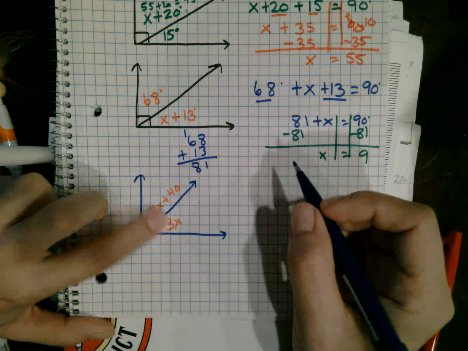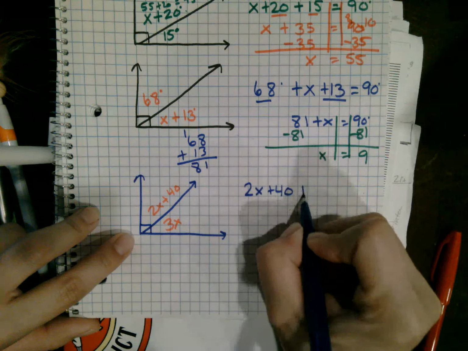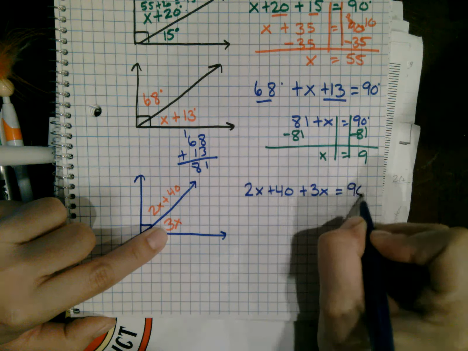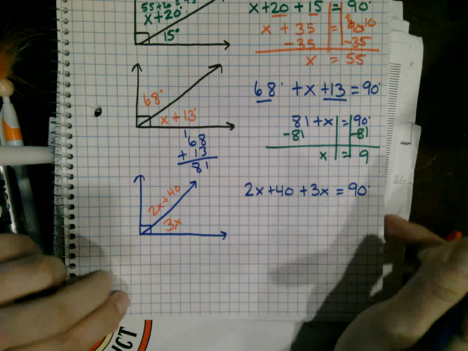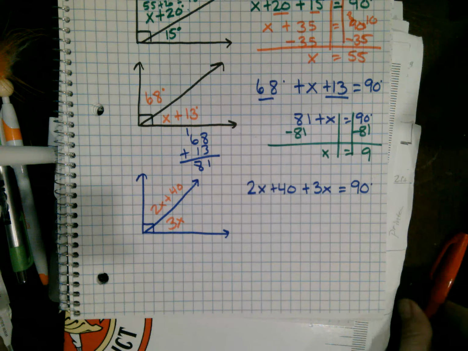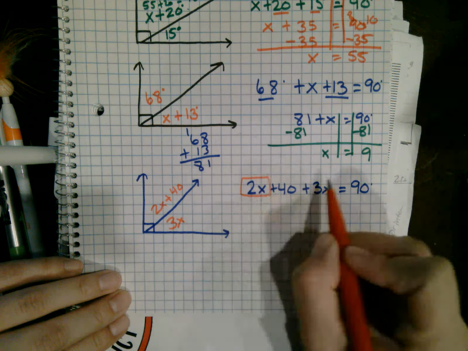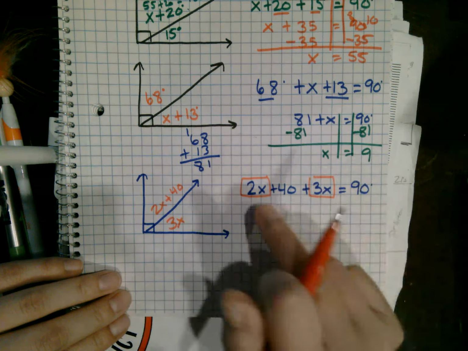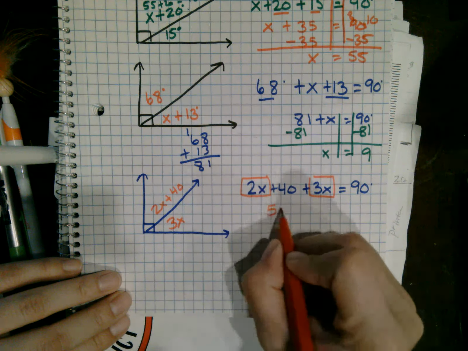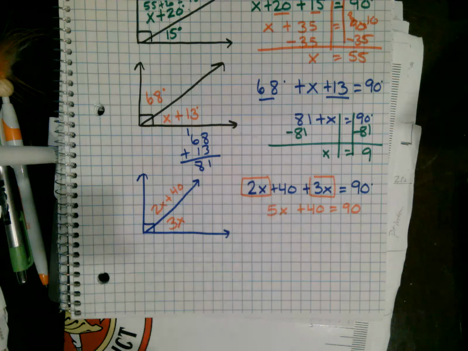So 2x plus 40 is this angle. So you just write it down. 2x plus 40 plus your second angle is 3x. And that together gives you 90 degrees because it's complementary. Okay, now you're going to combine like terms. Put your x's together. So I have a 2x here, and I have a 3x here, right? 2x plus 3x gives you, that's right, 5x plus 40 equals 90.